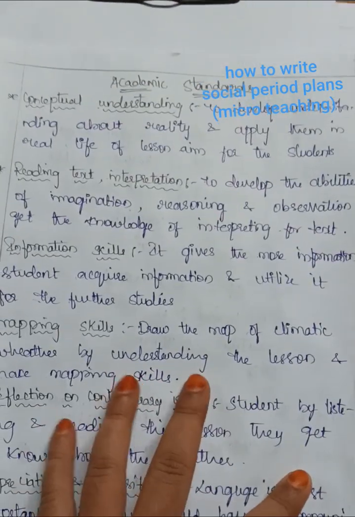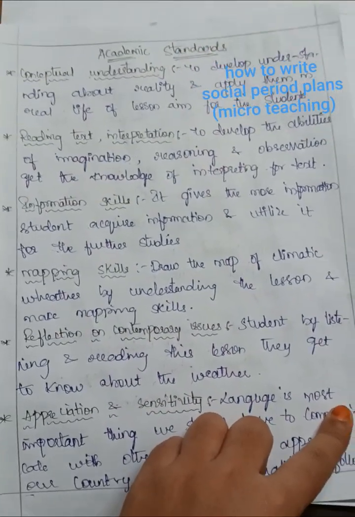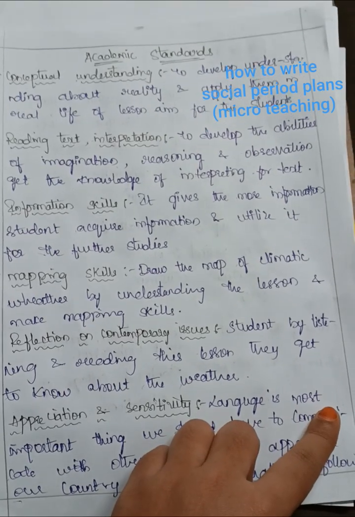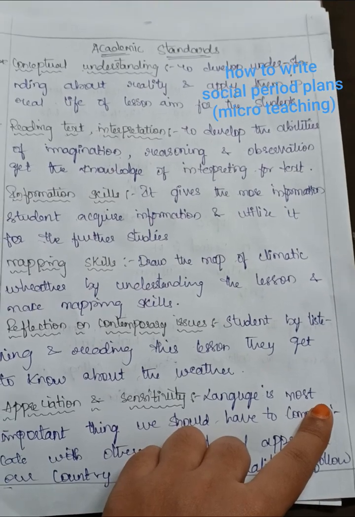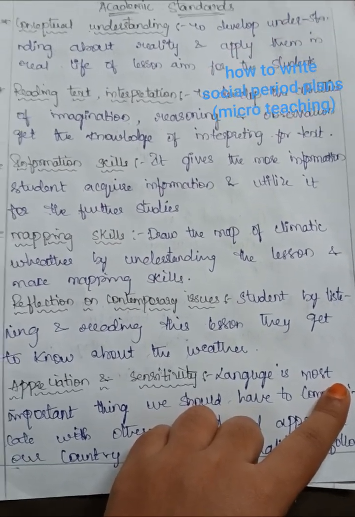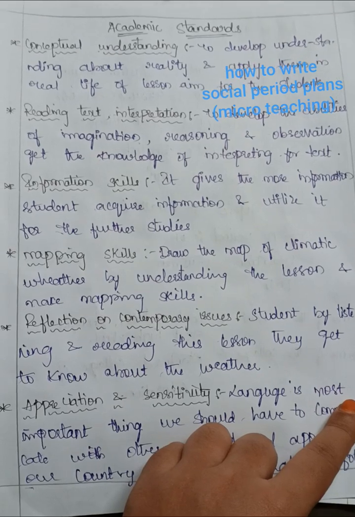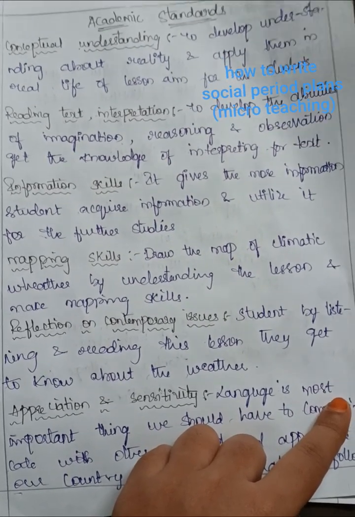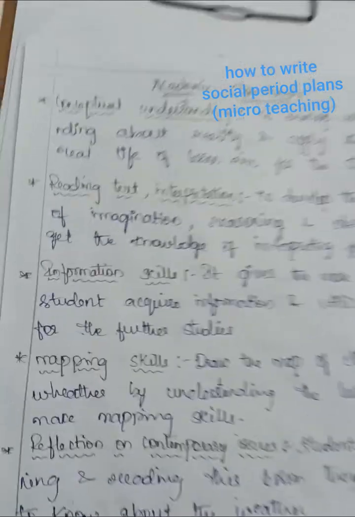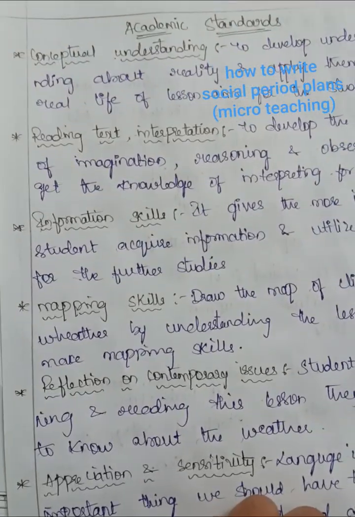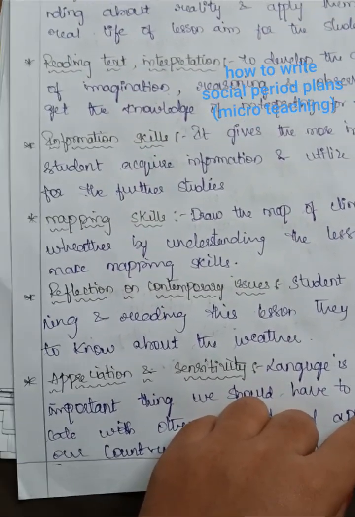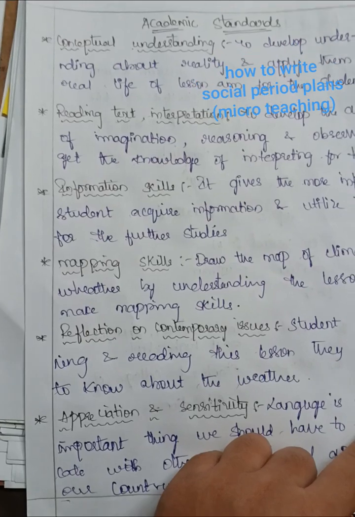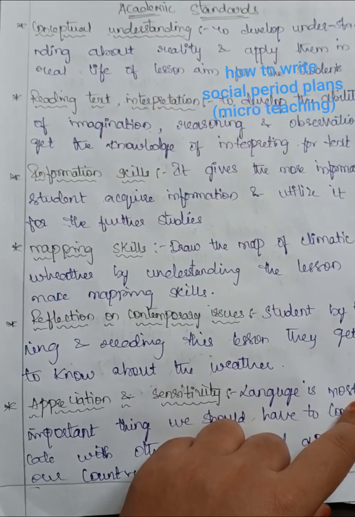Next is academic standards. The academic standards will be given on the last page of the school textbooks, like the 7th, 8th, 9th standards textbooks. You have to write them, but not exactly the same. You have to write related to the lesson. Whatever lesson you have taken, you have to write related to it: the first one is conceptual understanding, second is reading, text interpretation, information skills, mapping skills, reflection on contemporary issues, appreciation and sensitivity. These are the academic standards. You have to write related to the topic you are explaining.